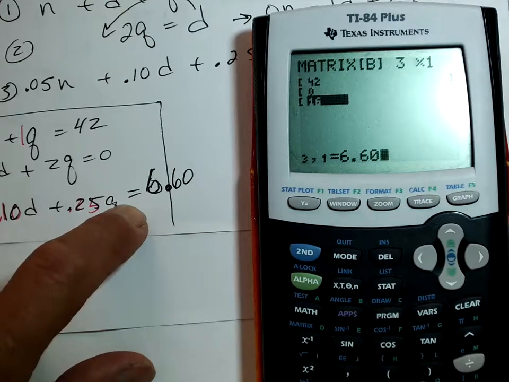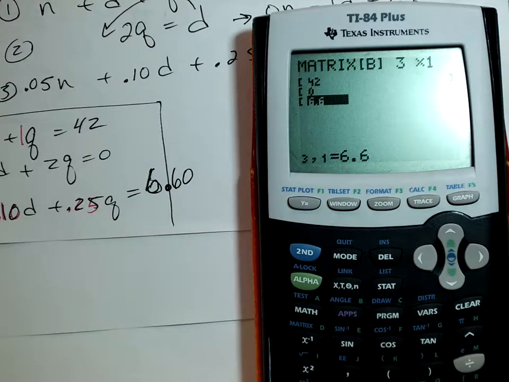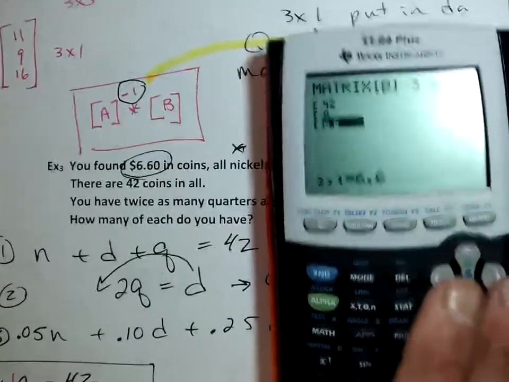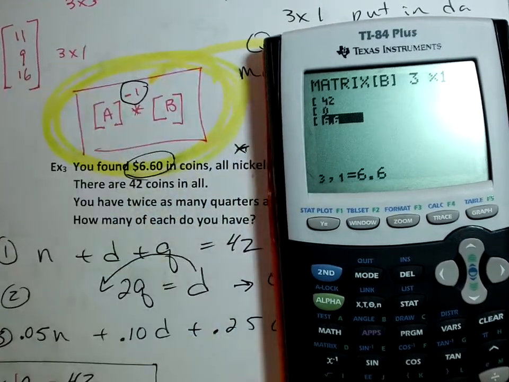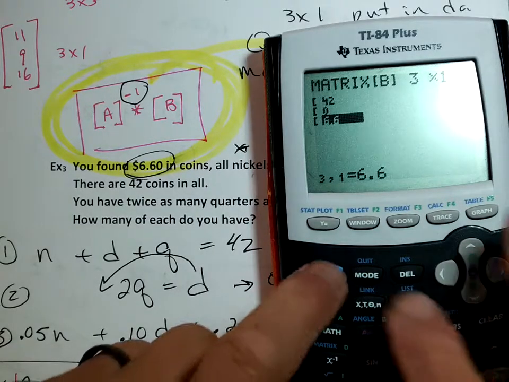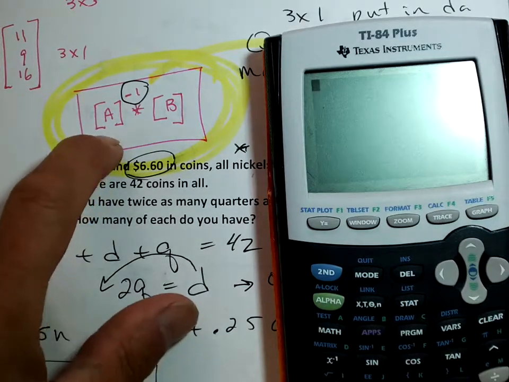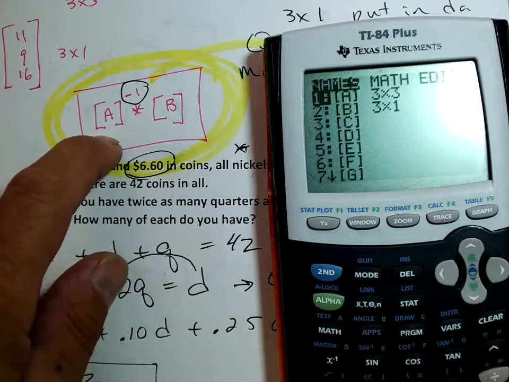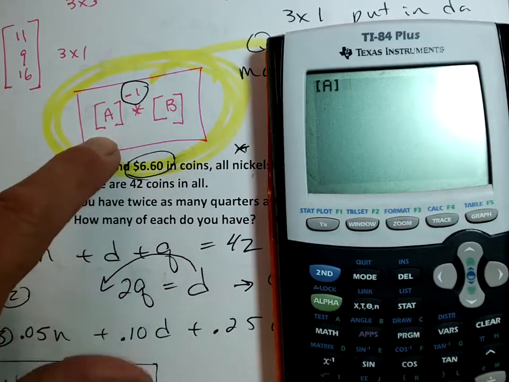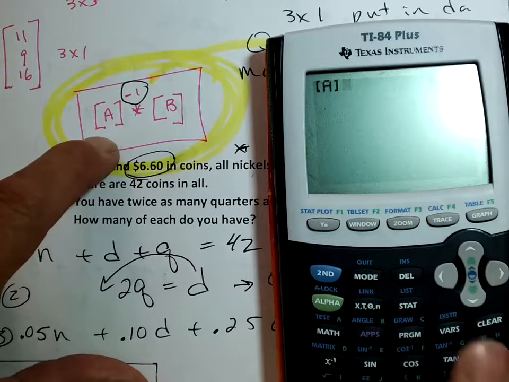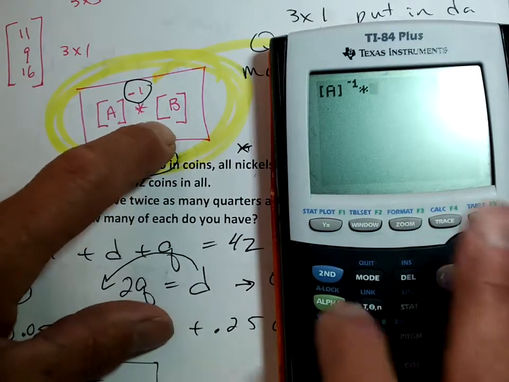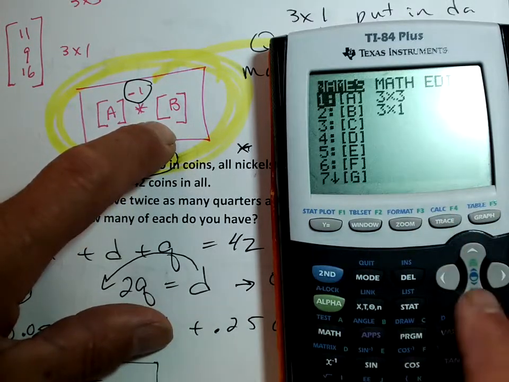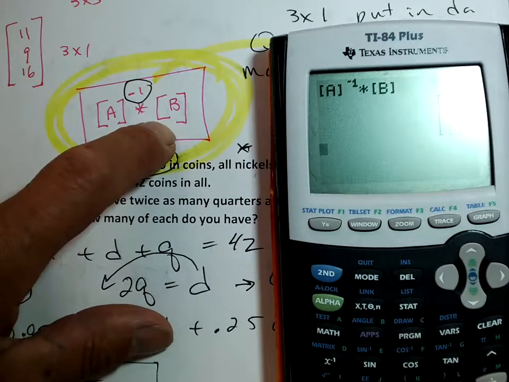Okay, so now I've created matrix A. I've created matrix B. Now we got to do the math. What's the math? We have to do this. This is the math, right? So I quit. I got to find A. Matrix A is in matrix. There's A. If I hit A, boom, it pops up. Inverse button, times. I got to find B. Where's B? I got to go to matrix. There's B. And there it is.